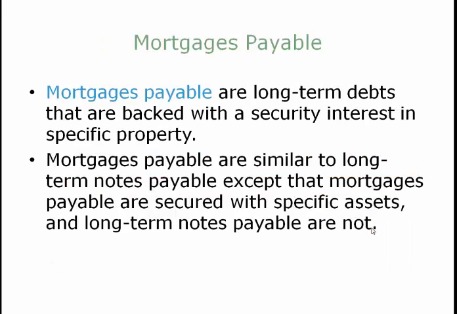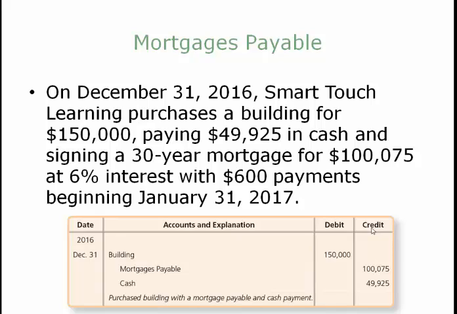Mortgage payable has kind of the same characteristic as long-term notes payable. But with mortgages payable, you typically make a payment every single month, and they are secured by a specific asset, whereas notes payable generally are not. So let's look here. This is a business that bought a building. They paid $150,000 for it.